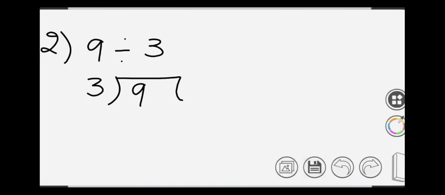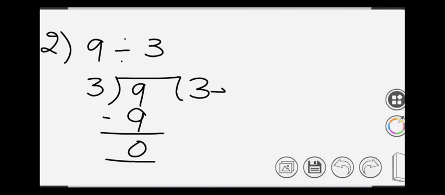Now I need to see whether 9 comes in the table of 3 or not. As we know that 3 3s are 9, that means at 3 times in the table of 3, 9 comes. So we will be writing 3 here, 3 times is equal to 9. After that, the next step is to subtract both the numbers. So I'll put the minus sign here and subtract 9 and 9. The answer is 0. So here our quotient is 3 and the remainder is 0.